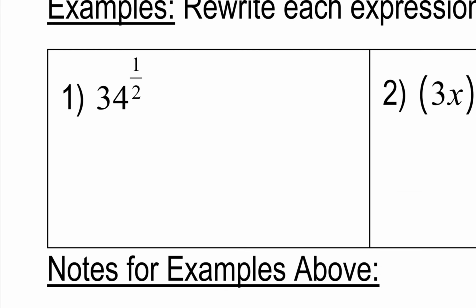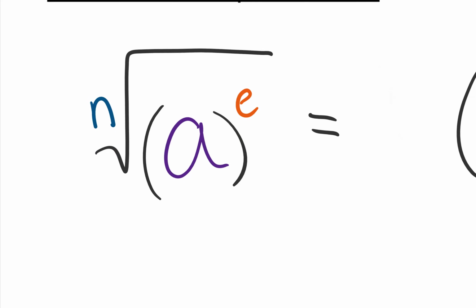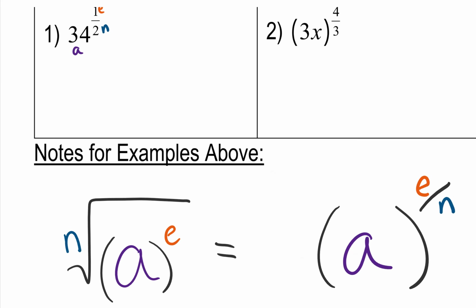So let's look at this one. So if we wanted to label these, I have a here. Here's my exponent on top. I'm sorry, here's my index on the bottom. Okay, and then there's a. So if I look at my notes, the one on the right, I have a number that's a, and then my fraction is e over n. So I want to go to the left.